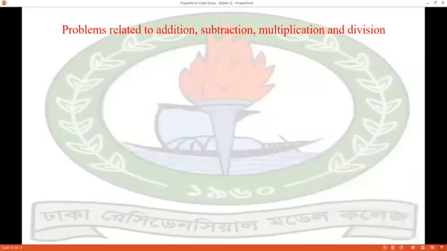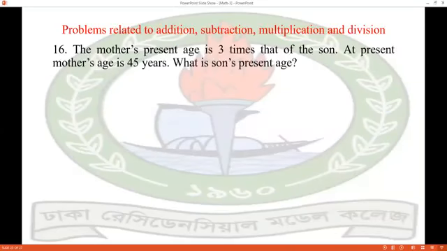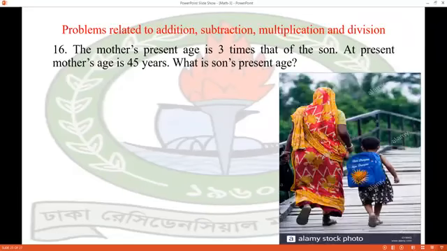So the next problem is number 16. The mother's present age is 3 times that of her son. At present, the mother's age is 45 years. What is the son's present age? There is a clue: the mother's present age is 3 times that of the son. The mother's age is more than 3 times the son's. So at present, the mother's age is 45 years. What is the son's present age?